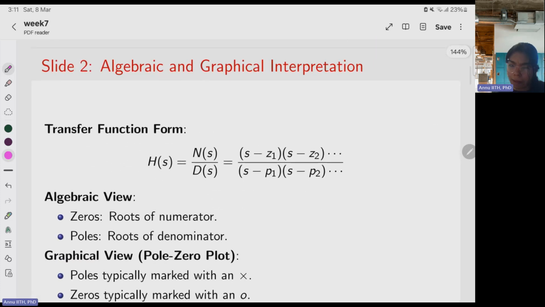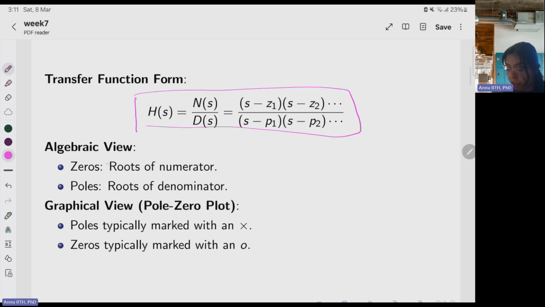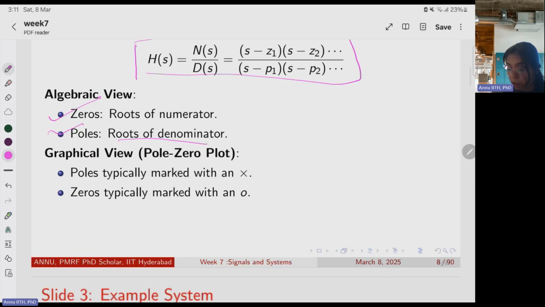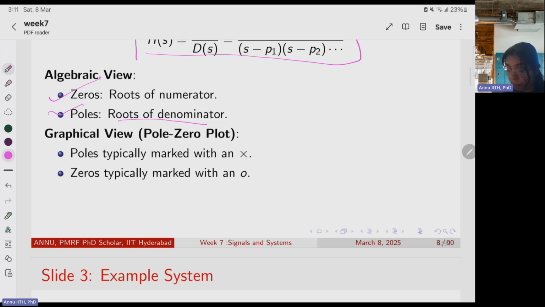So if we talk about some algebraic and graphical interpretation, the transfer function is of the form of numerator divided by denominator, and you can write that as (s minus z1)(s minus z2) and so on, divided by (s minus p1)(s minus p2) and so on. The roots of the numerator are the zeros and the roots of the denominator are the poles. From a graphical point of view, the poles are typically marked with an x, whereas the zeros are marked with a 0.